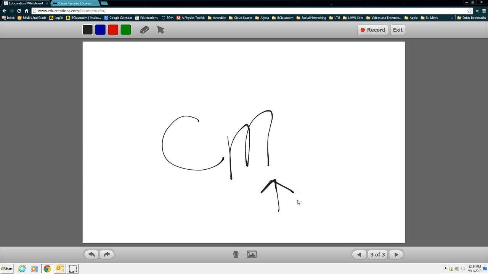The C is actually what we call a prefix. It goes out front, right here. This is the prefix. Prefixes go in front of units. They're actually a way of rewriting numbers so that we don't have to write them in scientific notation.